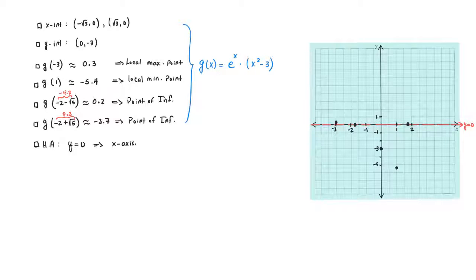So negative 4.2. So this is negative 4 right here. Negative 4.2 will be somewhere here, let's say. And the y value is 0.2. So I'm going to put it very close to the x-axis like that. Then the other one will be at 0.2. 0.2 is going to be again somewhere here. And the y value is negative 3.7. So here is negative 3 and negative 3.7. Let's say it will be somewhere here.